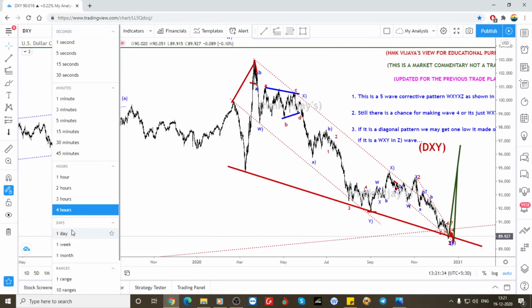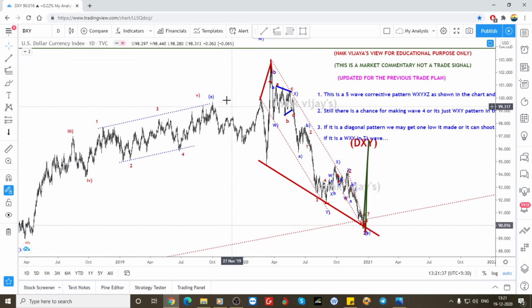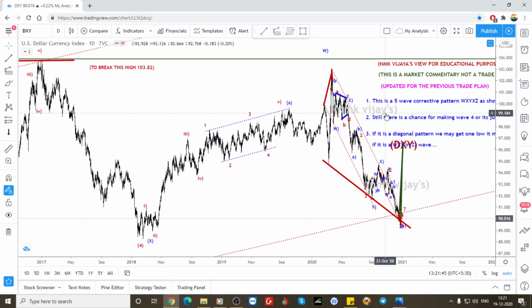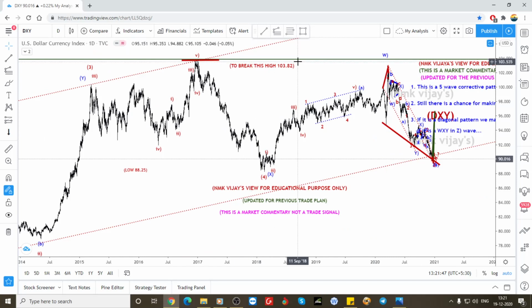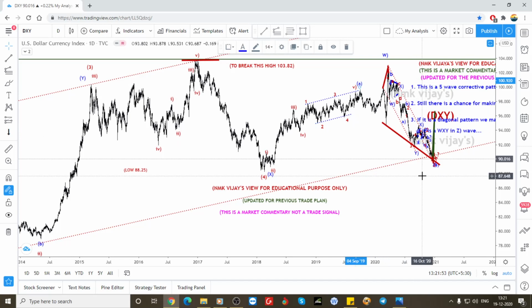And the plan remains the same, whether this could be an A or B, this could be a W or X, and we are on the connecting wave for the further bullish move to break this 103.82. That is my bias, and I don't have any other alternative counts. Whether it is breaking this low or without breaking this low, that count is still valid for my target. And if it breaks this also, it has to reach at least 98.